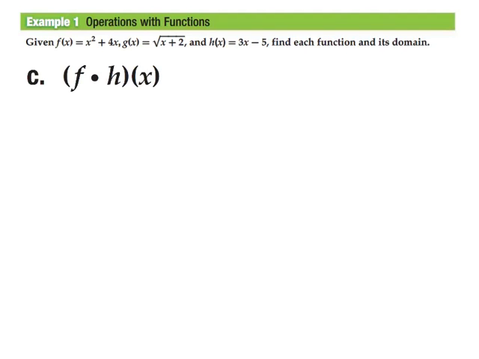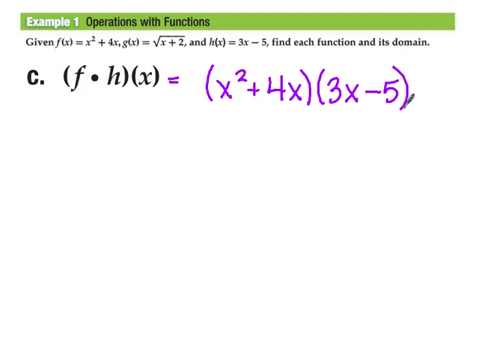So when I take f times h of x, that just means f of x, which in this case is x squared plus 4x, times h of x, which is 3x minus 5. So how do you do that? FOIL. Okay? So I'm going to start with first terms. What do I get?